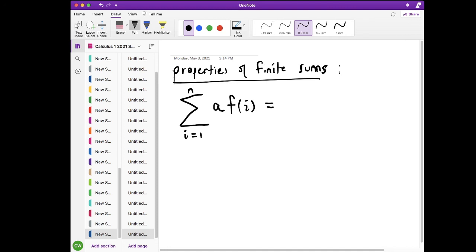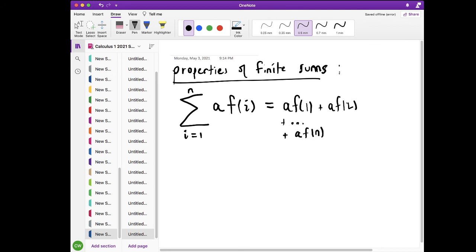What do you think this is going to be? What do you imagine this would be, just based on what you know about sums? Or if not, say, like, how do you expand this? Like, term by term. So what happens when you plug in 1? You get AF of 1. And then you get AF of 2. And where do you stop? AF of n.